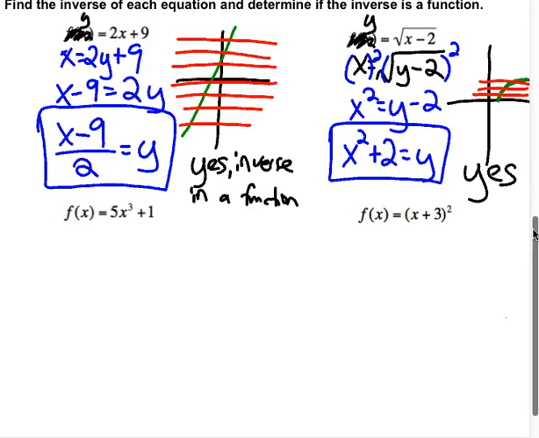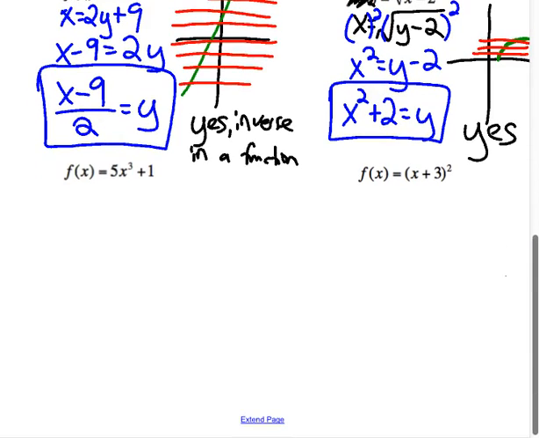So this isn't too terribly difficult. It's just applying one additional step to what we did yesterday. So let's look at this one. So again, there's my y. Flip the x and y. Oh, sorry.